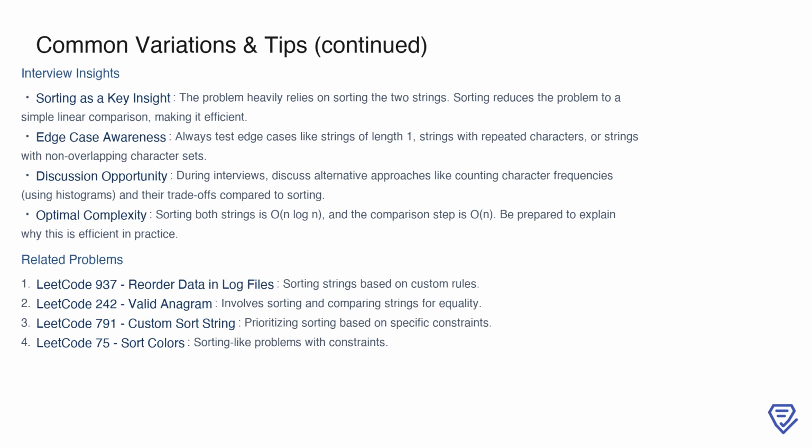Finally, be prepared to explain the time complexity. Sorting both strings is O(n log n), and the comparison is O(n), making this approach efficient overall. You could also relate this problem to similar ones, such as LeetCode 937, where strings are sorted based on custom rules, or LeetCode 242, which involves sorting to test if two strings are anagrams.